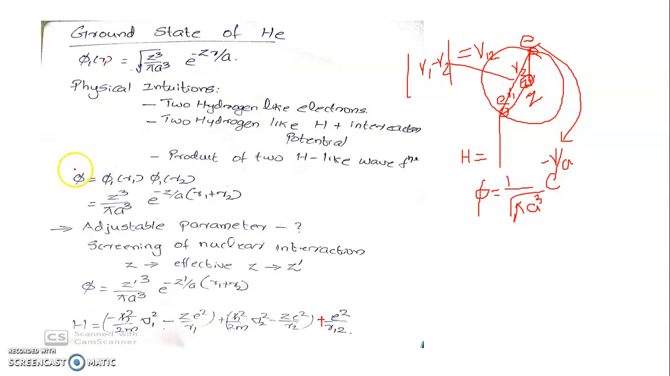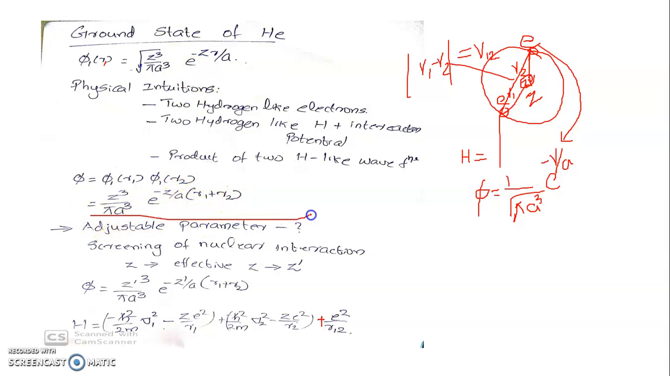So the overall wave function representing the system may be written as phi1 of R1 into phi2 of R2. That will be then modified as root Z cube by pi a cube e raised to minus Z r1 by a into square root Z cube by pi a cube e raised to minus Z r2 by a. Of course, the square root will be vanishing. We will have Z cube by pi a cube, and the exponent terms could be combined as e power minus Z by a into r1 plus r2.